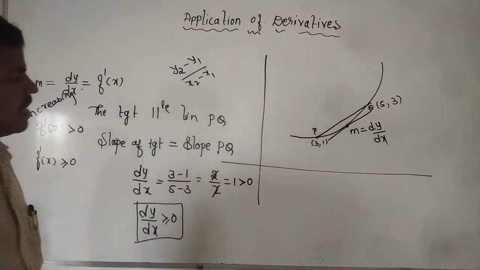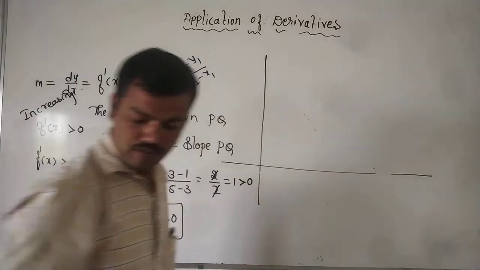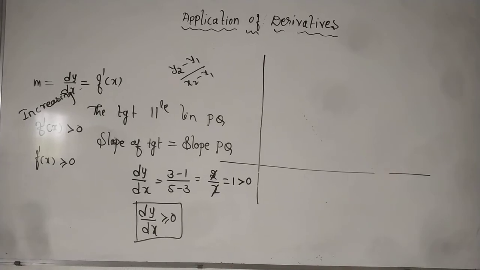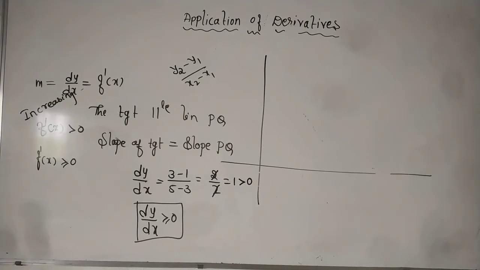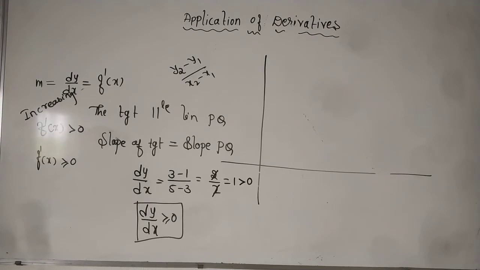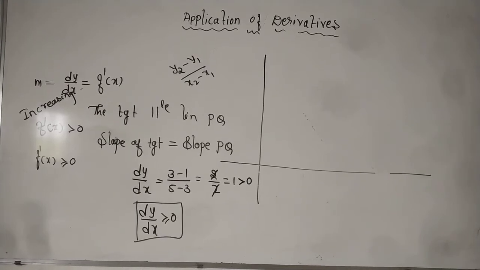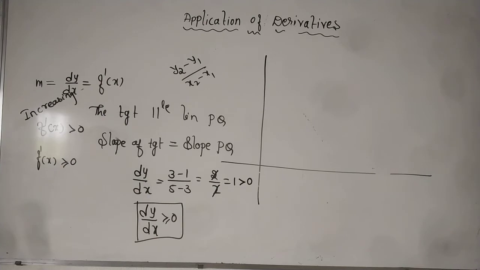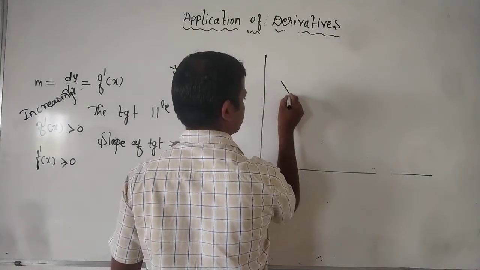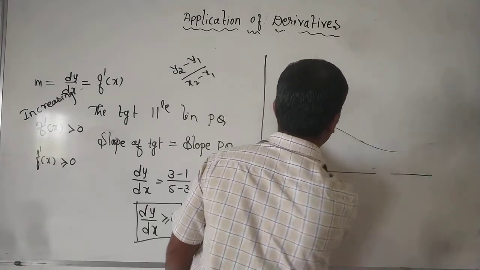The same concept applied to decreasing. Let us see what comes. Next we come to the decreasing function. Under the decreasing function, the graph of this function is like this. What happens to that graph?